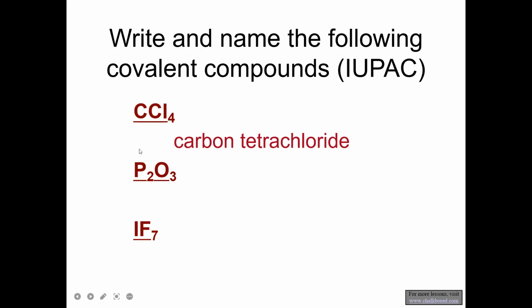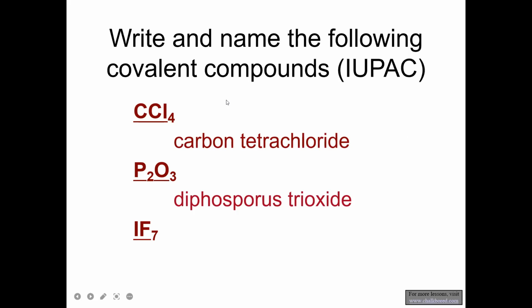All right, the second one, we have 2 phosphorus and 3 oxygens. So the prefix for 2 is di. The name is diphosphorus trioxide. Remember, everything ends in ide, unless you're a polyatomic ion.